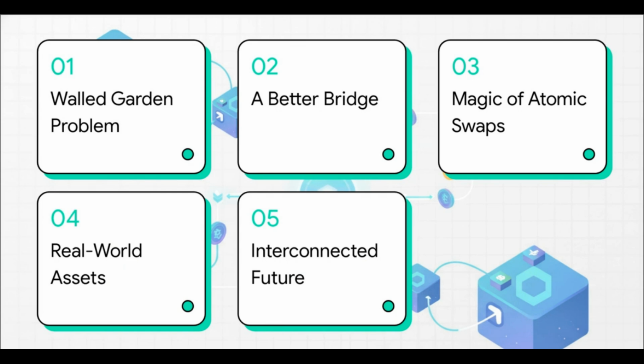So here's what we're going to cover. First, we'll look at why blockchains are so disconnected in the first place, what's called the walled garden problem. Then, we'll dive into Omniston's totally different approach, check out the tech that makes it all work, see a real-world example with tokenized stocks, and wrap up by looking at what this all means for the future.